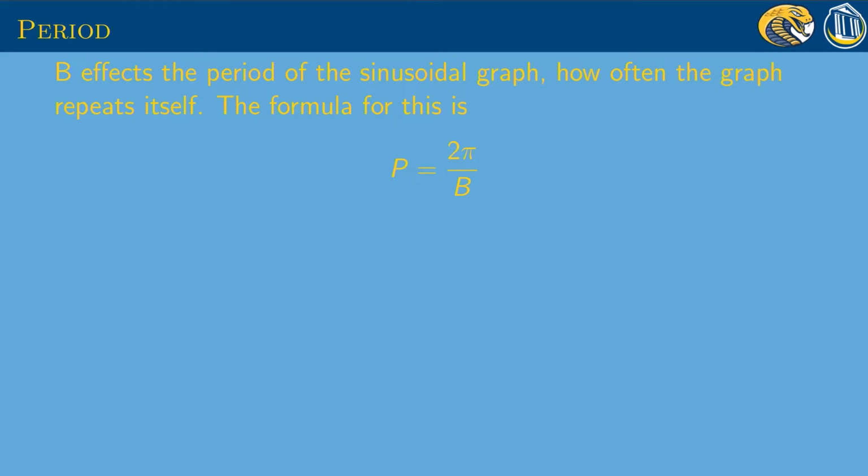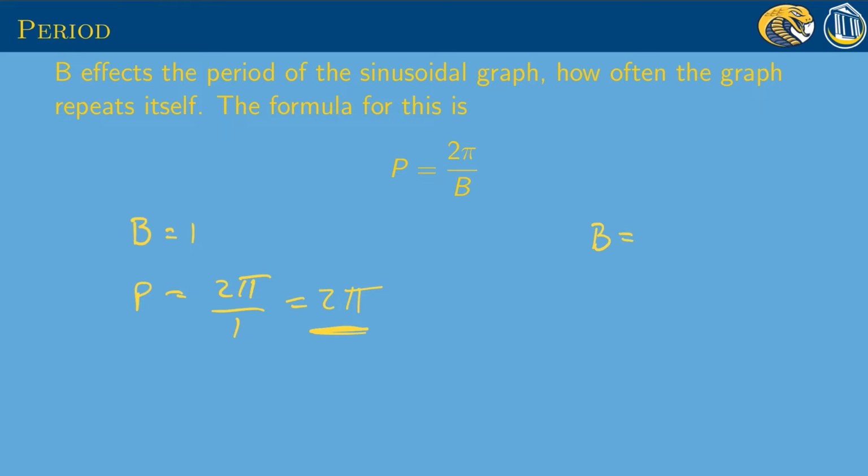This means that the value of b affects the period of the sinusoidal graph, which is how often the graph repeats itself. The formula is period, p, equals 2 pi divided by b. For example, if b equals 1, that means that the period is 2 pi over 1, which is 2 pi. That tells us that the graph repeats itself every 2 pi units.